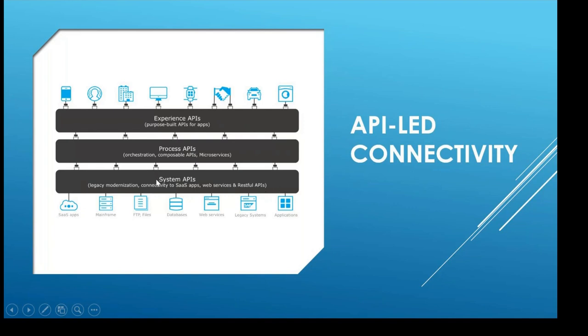And with this system API we already have the data. Why do we want to connect again to these particular systems? We will just connect to the system APIs, and from here I'm going to get my information. From this database I will have one system API. From this database system API I'll build my process API. And then the experience API, what was it?